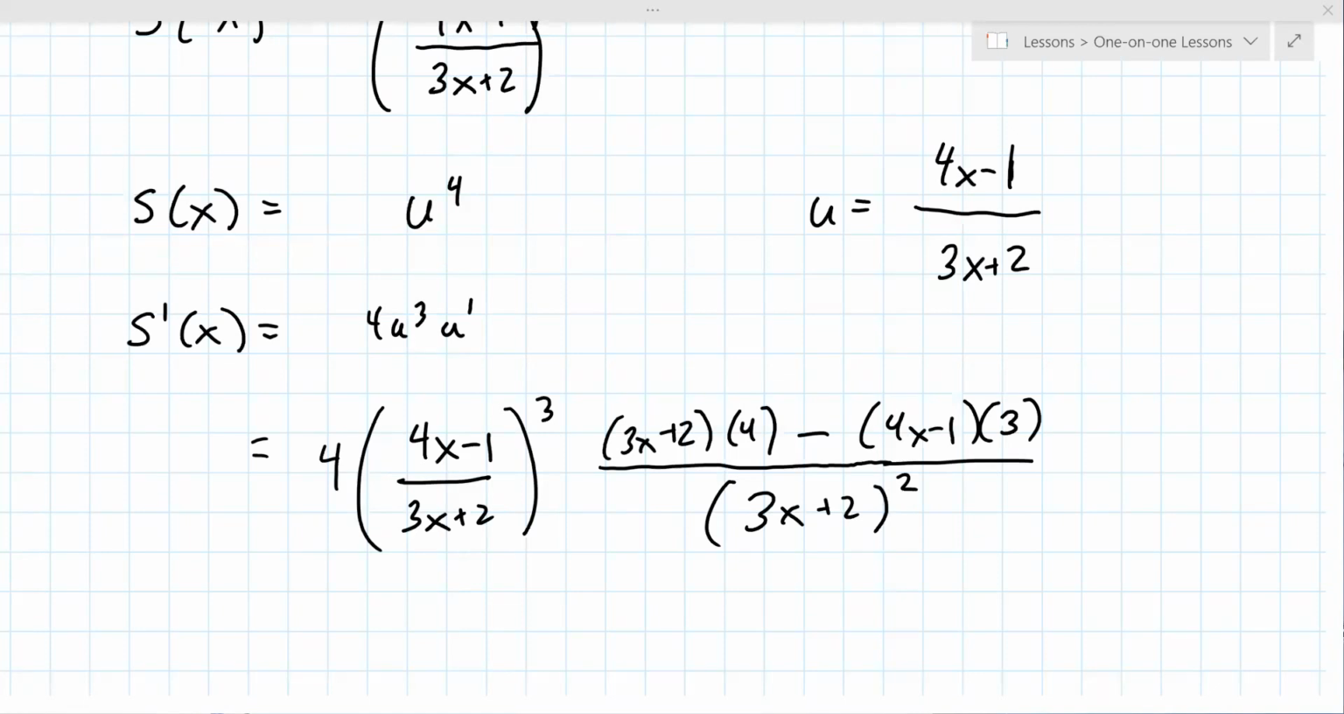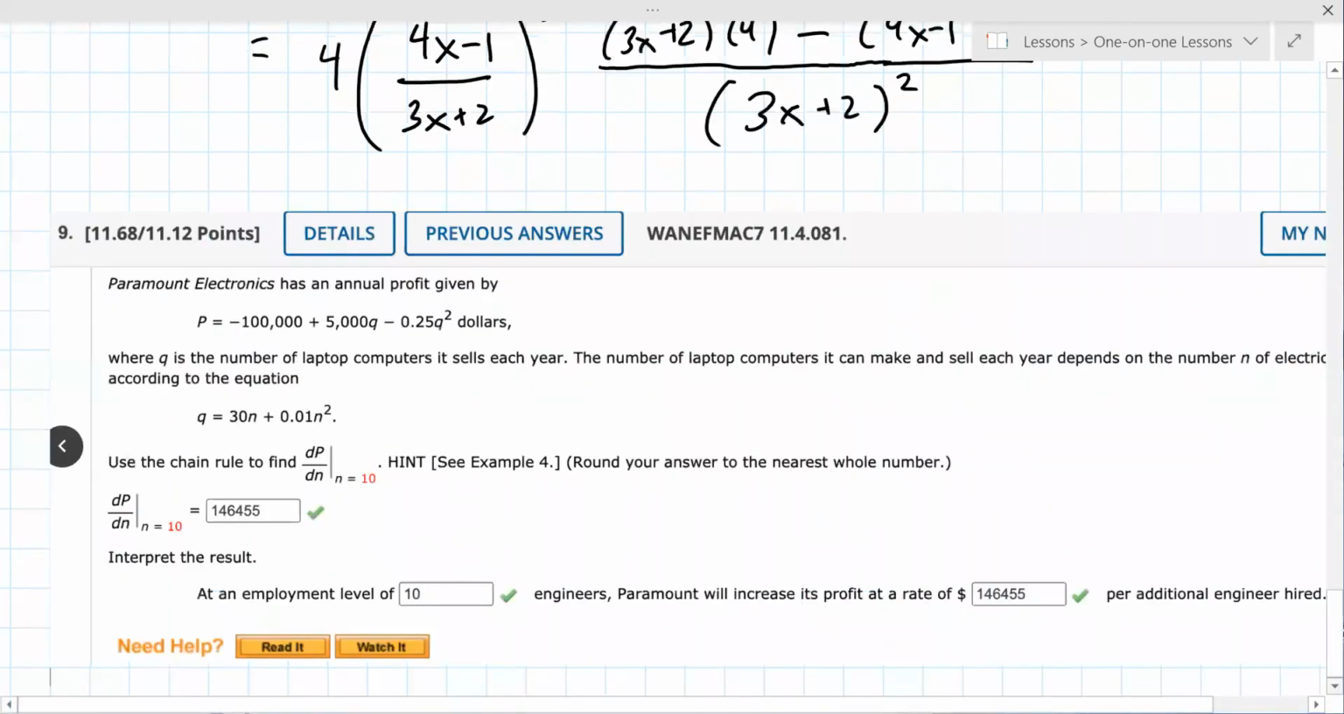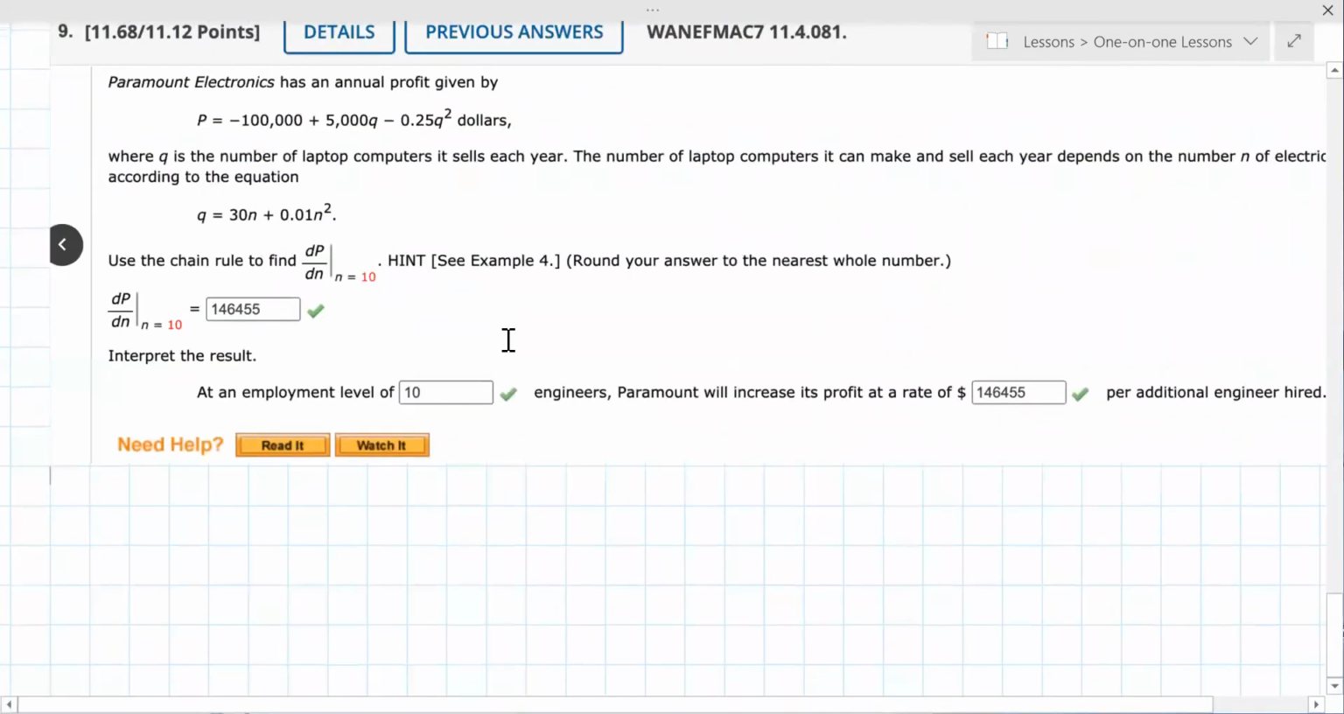Okay, we've got a problem here. Number 9 is the next one I'm seeing. Let me snip it into our workspace, and it looks like an application of derivatives. All right, so they give you a function, yay. Oh, so they give you a profit function, and they give you a quantity function. And then they want you to find dP/dn.